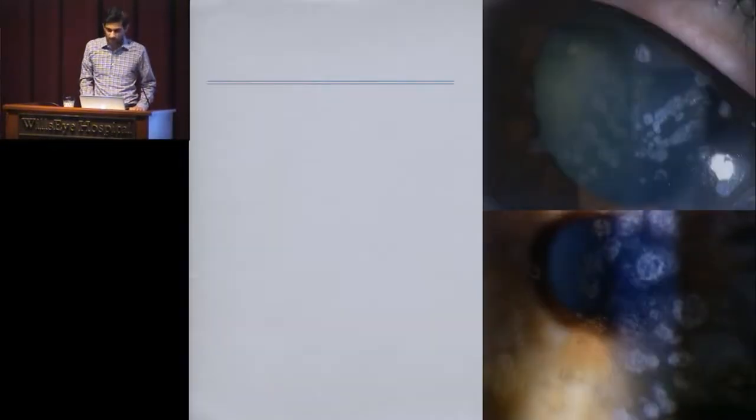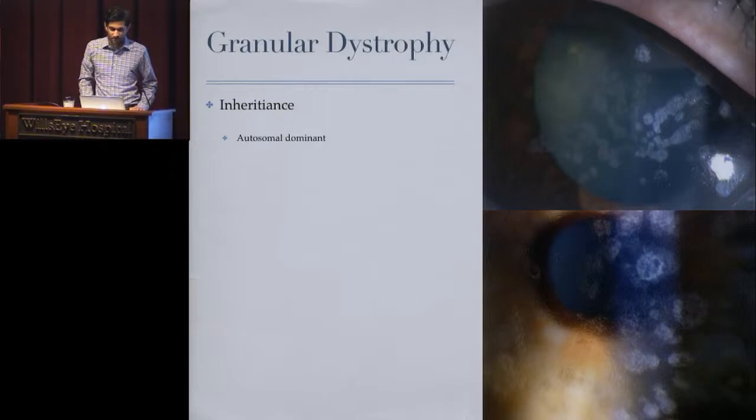All right, so that's that. All right, what's this? It's a stromal dystrophy. Granular? Yep. All right, so how's everything down there?